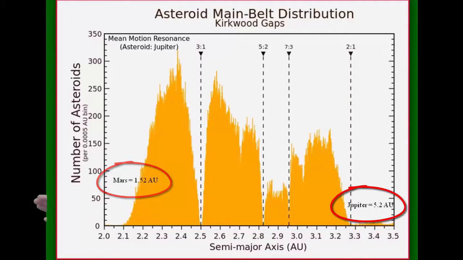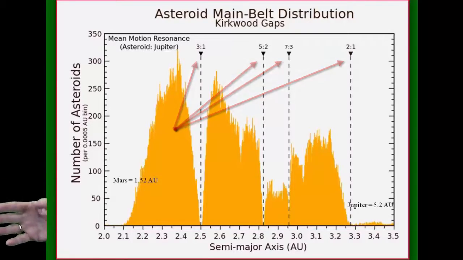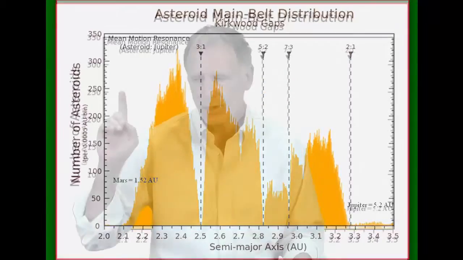Actually, Mars and Jupiter fall off the grass, so you can see the asteroid belt is between those two planets. And look at what we call these Kirkwood Gaps. They're the areas where we don't find any asteroids, and the Kirkwood Gaps are at 3 to 1, 5 to 2, 7 to 3, and 2 to 1. And this is the resonance.